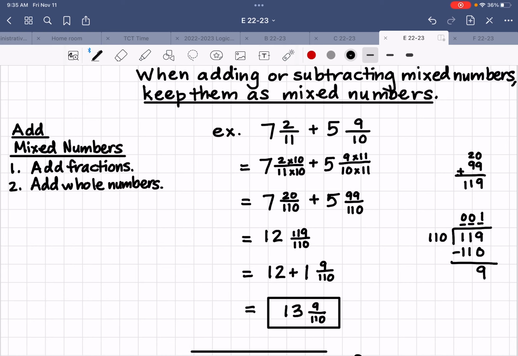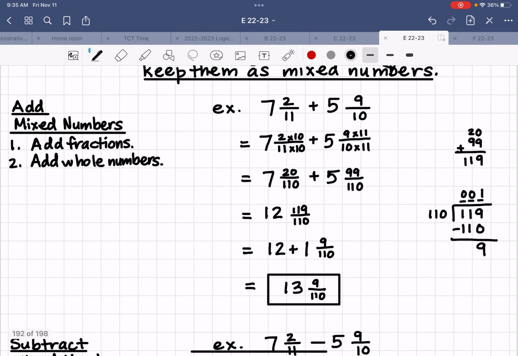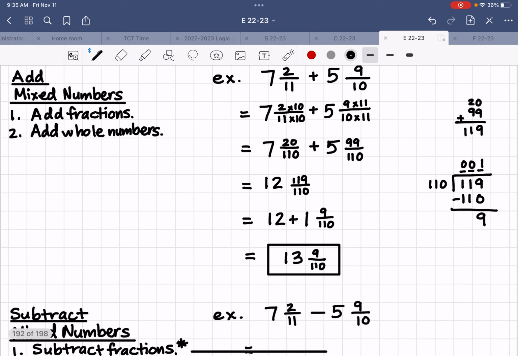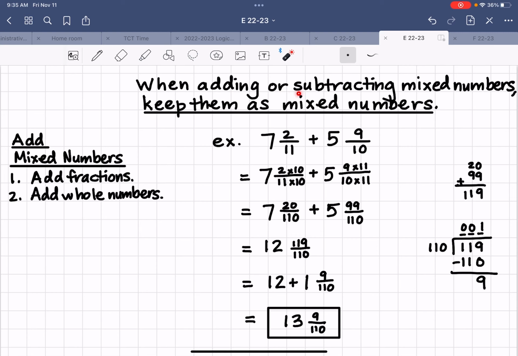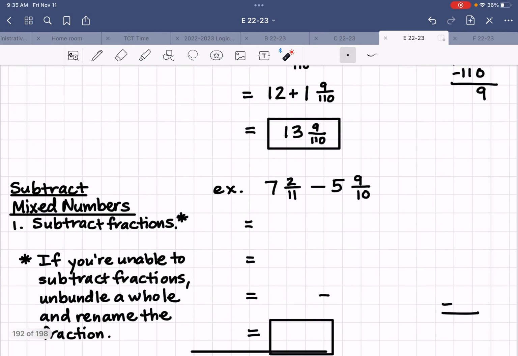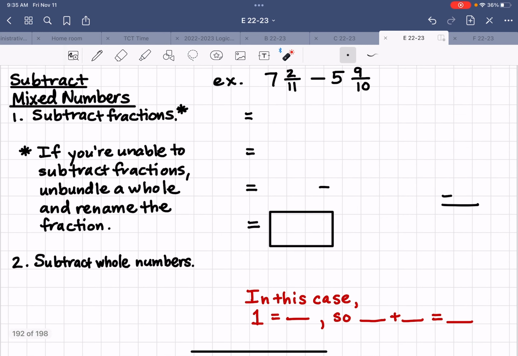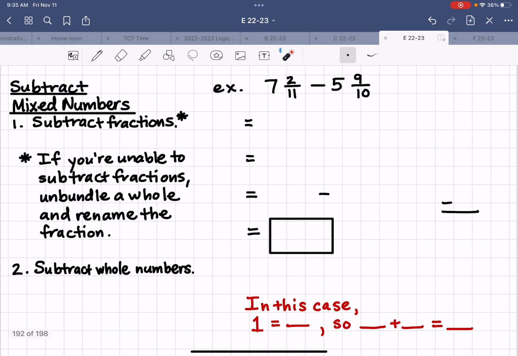Okay? And now we're going to talk about how we subtract mixed numbers. Before we get in there, I just want to reiterate this. When adding or subtracting mixed numbers, keep them as mixed numbers. Your computation is going to be a lot easier if you do that. Okay, so we're subtracting mixed numbers, and how do we do this? Well, just like we did with addition, we're going to do with subtraction. We're going to subtract the fractions, that is the smaller units first, and then we're going to subtract the whole numbers after that, okay?